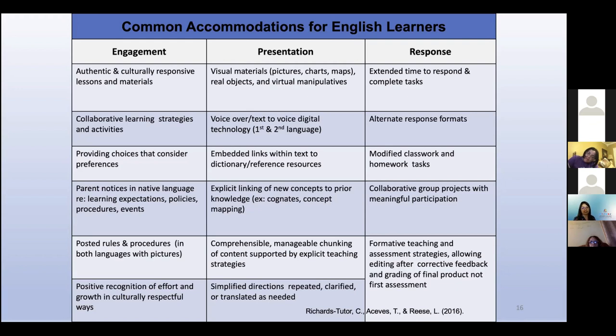Under presentation, do they have visual materials? Do they have embedded links? Do they have comprehensible, manageable chunking of content? Under response, are they given extended time to complete tasks, and is that time significant? Extended time doesn't mean we just let them do whatever, right? We have to engage them. A response also means we present good materials and alternate formats, and we're providing formative teaching and assessment strategies, allowing editing after corrective feedback. Grading the final product should not be based on the first assessment. So these are some of the accommodations.